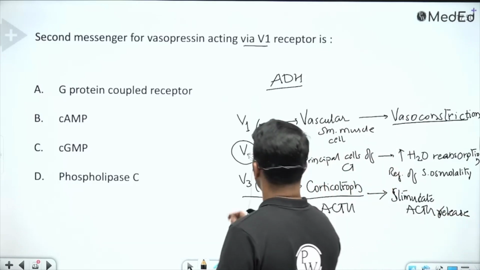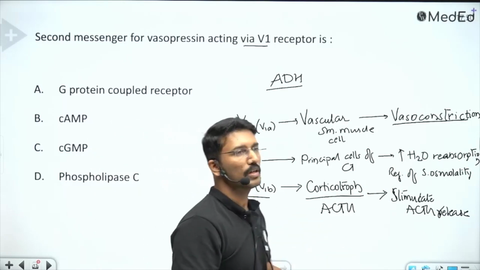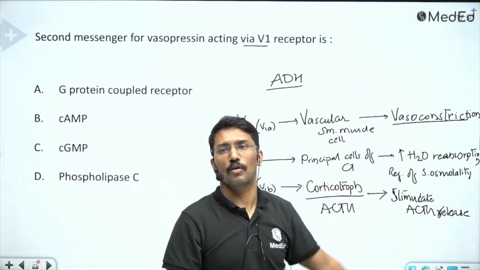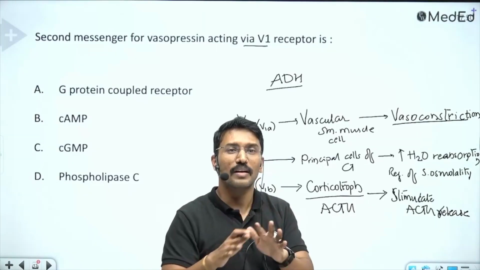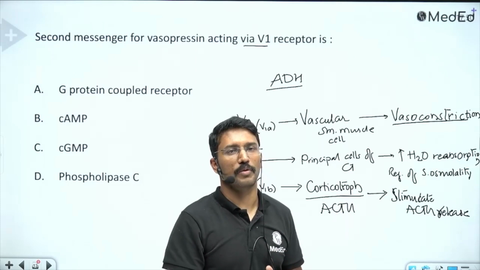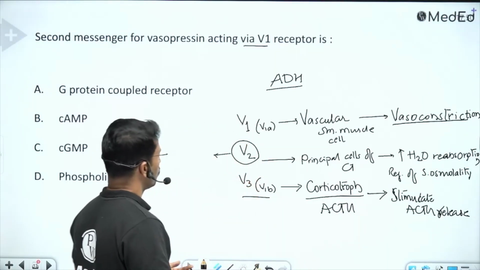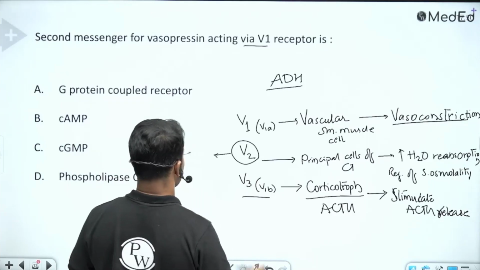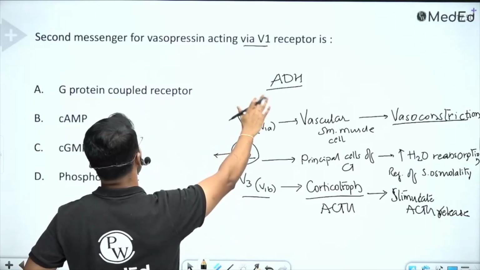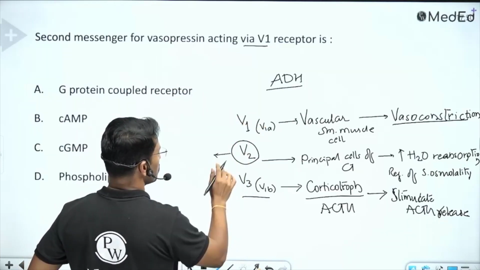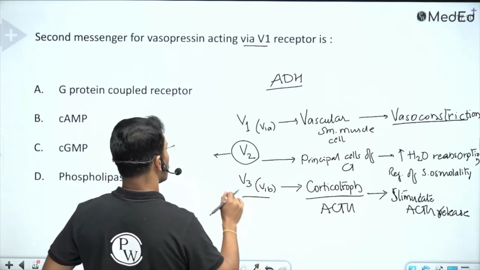Now the second messenger. All the receptors for ADH are G protein coupled receptors, because it is a peptide hormone, right? Peptide hormones cannot directly act on the genes. That's something we need to remember. The steroid hormones can directly influence the genes, but not the peptide hormones. They have to have a proper second messenger system, and they might need a cellular receptor. So it is G protein coupled receptors for all vasopressin receptors. All V1, V2, V3 are GPCRs, but their second messenger molecule is different.